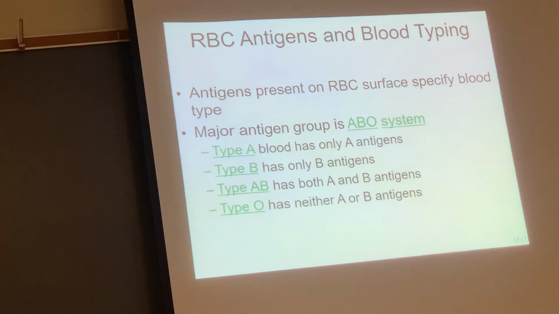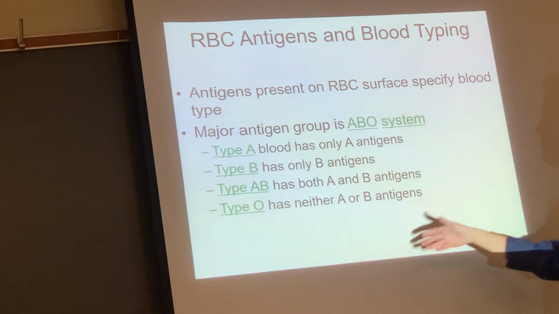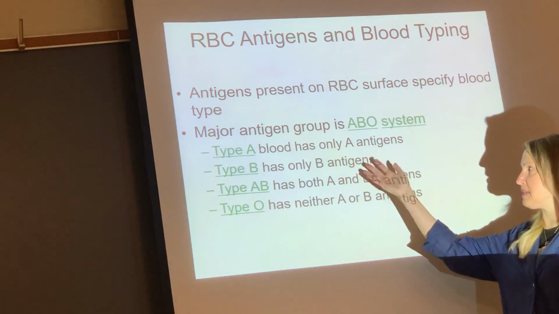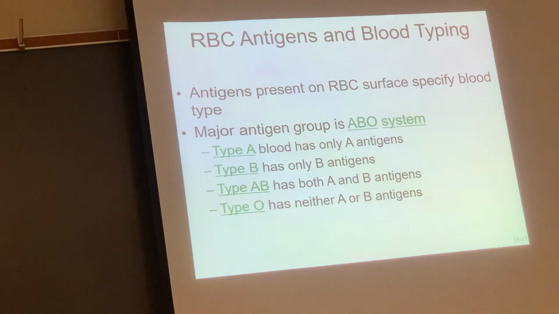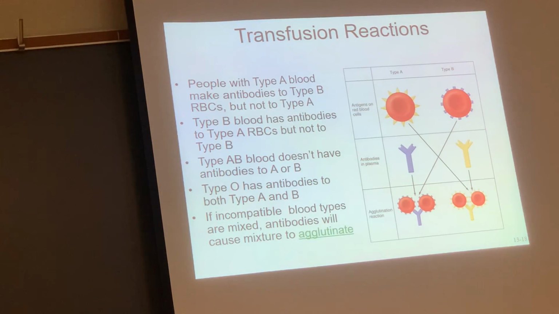Okay. So just a little review here. We already talked about the antigens we have on the surface of the blood cells specify the blood type. Type A blood has A antigens, B antigens, AB has both, and O has neither, as we just described.